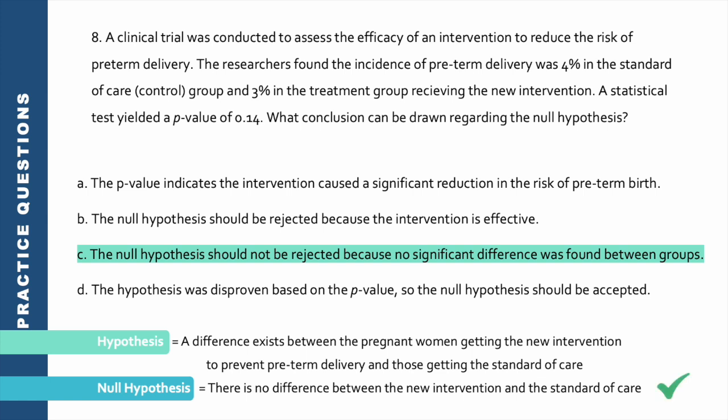In this example, we should fail to reject the null hypothesis because significant evidence wasn't found that the new intervention to reduce the risk of preterm delivery is more effective than the standard of care. The p-value tells us the probability of observing the data or something more extreme given the null hypothesis. Failing to reject the null hypothesis is not the same as accepting the null hypothesis, which would require proving that no relationship exists, which usually isn't possible.